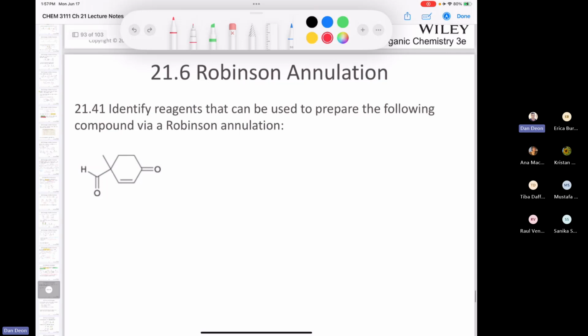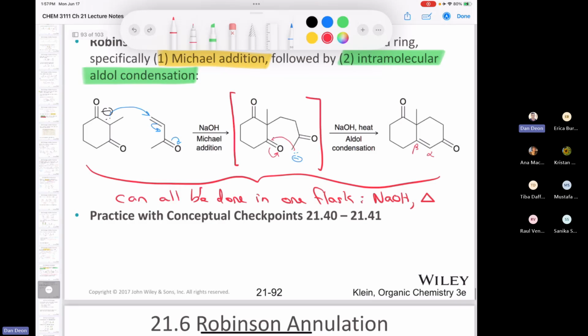Okay, so let me show you how you would come up with the reagent. So all it's asking you for is like this part here.